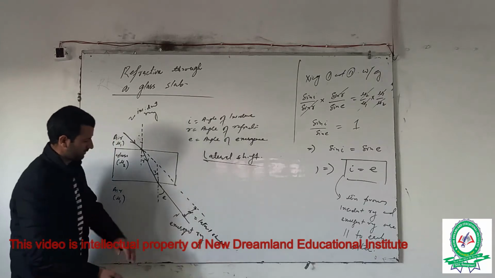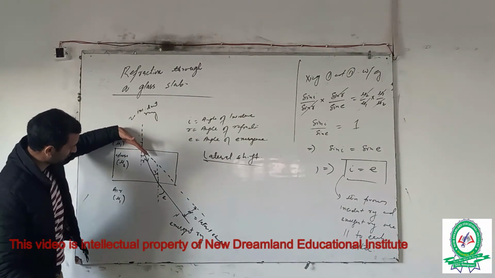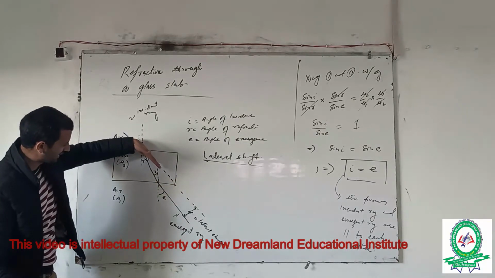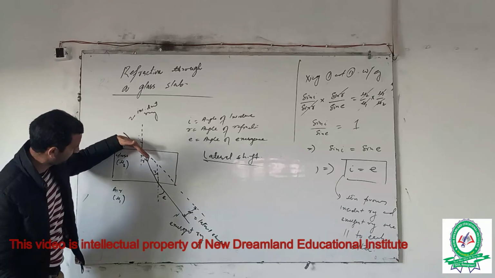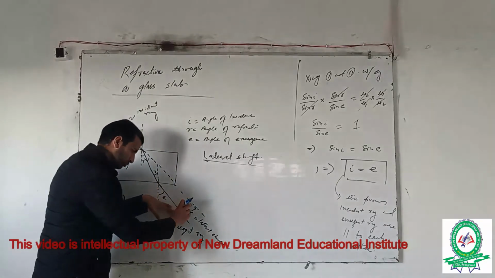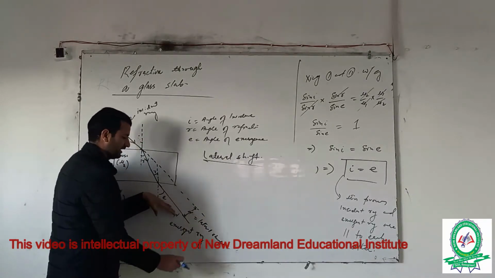lateral shift. ये जो dashed line है, this dashed line is drawn in the direction of the incident ray. I repeat, ये जो dashed line है, it is drawn in the direction of the incident ray, and this is the emergent ray. दोनों directions के बीच जो perpendicular distance है, that's called the lateral shift.